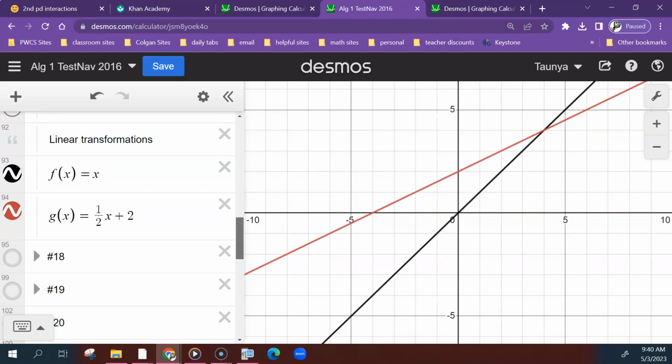Again, if you know what you're looking for, you don't need to use Desmos. But slope, you're looking for the steepness, so that's going to be multiplied or divided. And the slope changed to 1/2. Was 1, now it's 1/2. So 1/2 should have been your answer for that one. And then the y-intercept changed. It was at 0, now it's at 2. So that's always an addition or subtraction problem. So that would be 2 more than.